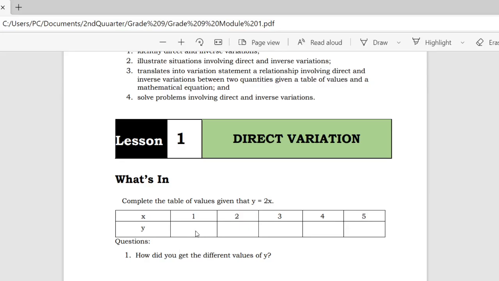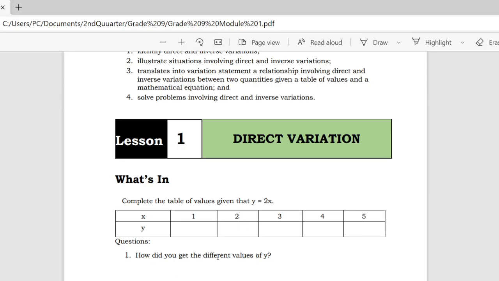So what is the value of y if x is 1? You just replace the value of x in this equation. You are going to multiply 2 times the quantity x. So if you let x be 1, then you have 2 times 1, and that is the value of y. The same process applies when x is 2, when x is 3, when x is 4, and when x is 5.